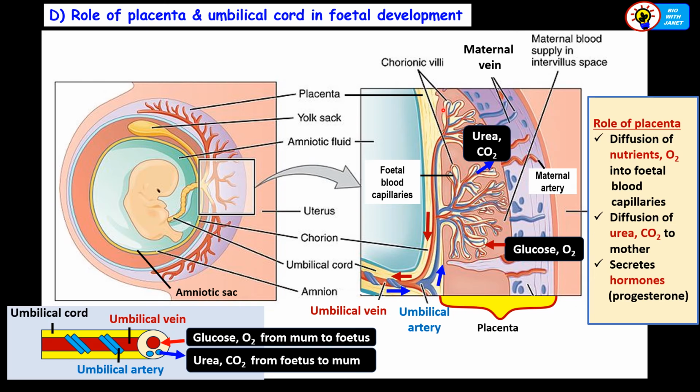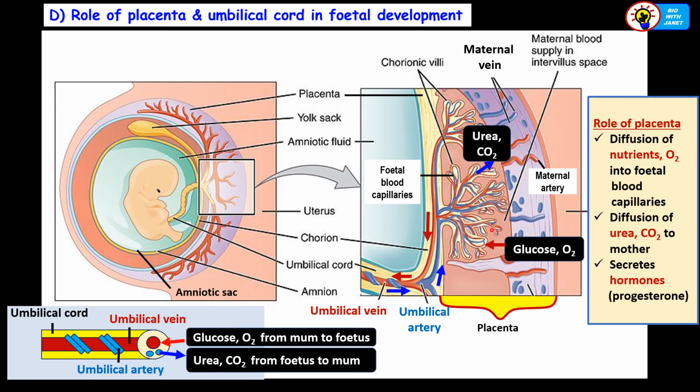So similarly here, the tiny finger-like projections increase the total surface area for faster diffusion and absorption of nutrients like glucose and oxygen from the mother's blood into the fetal blood capillaries. And also it helps in the faster diffusion of waste products from the fetal blood to the mother's blood. But notice that there's always a membrane that separates the fetal blood capillaries from the mother's blood. Can you see this membrane here? Sometimes it's called the placental membrane. This membrane is very important to separate the fetal blood from the mother's blood.